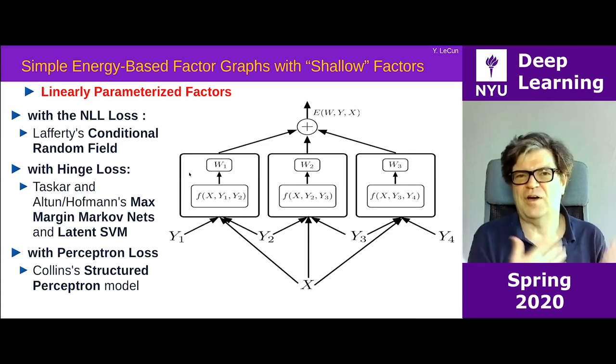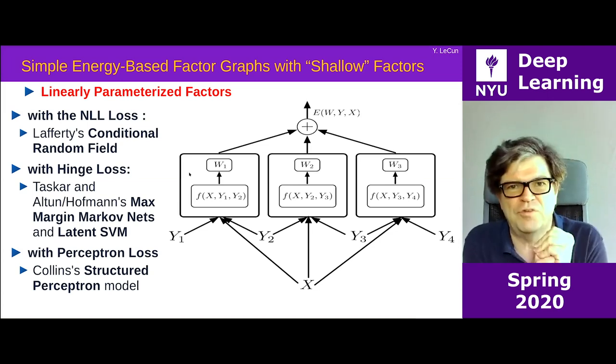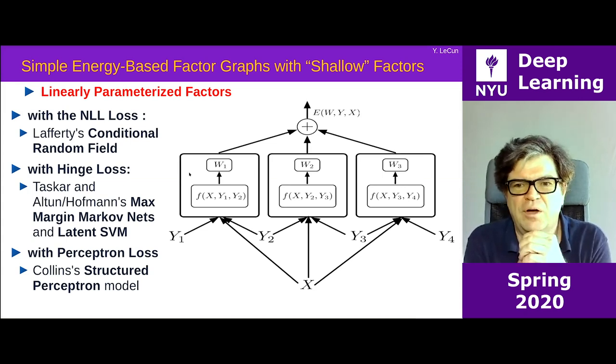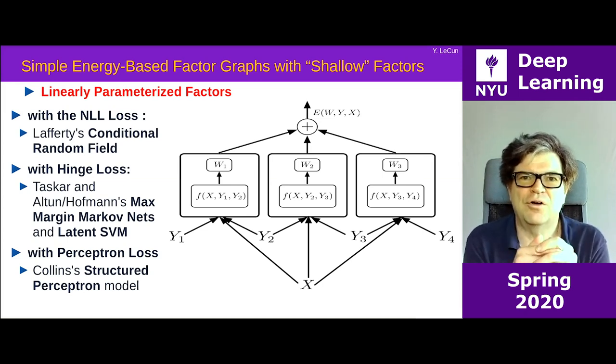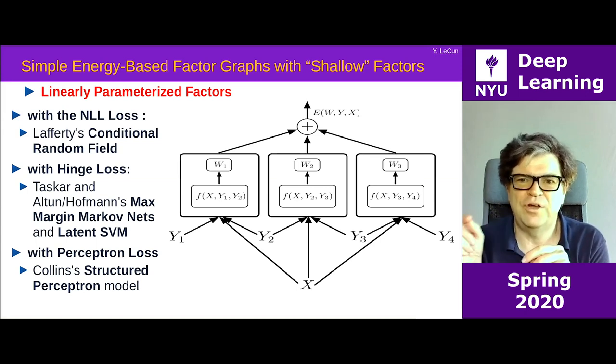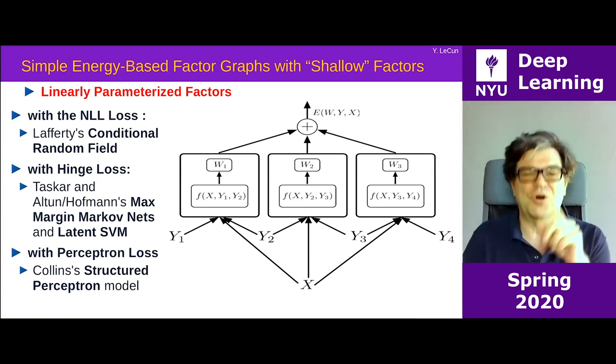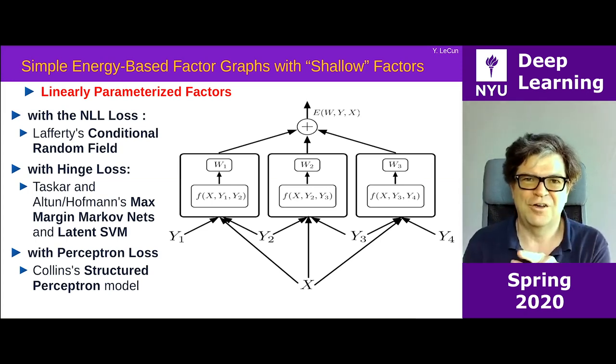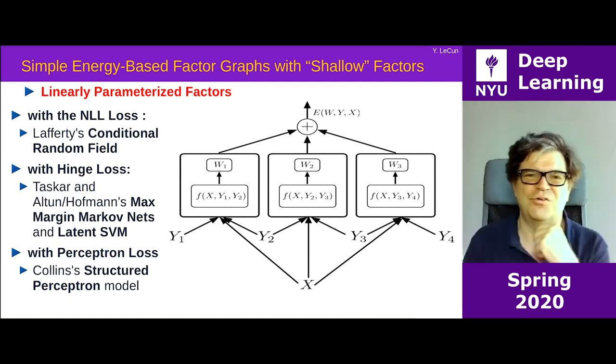And then we can think about what type of loss function we are going to minimize to train something like this. One possibility is to use the negative log likelihood loss. Basically, you say, I want the energy of the correct answer to be low, and I want the log of the sum of the exponentials of all the energies of all the answers, including the good one, to be large. In fact, more correctly, you want the minus log of the sum over all configurations of your outputs of the exponential of minus the energy of all those configurations to be as small as possible.